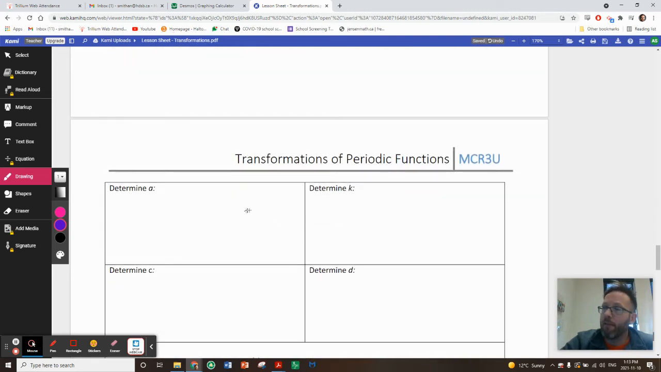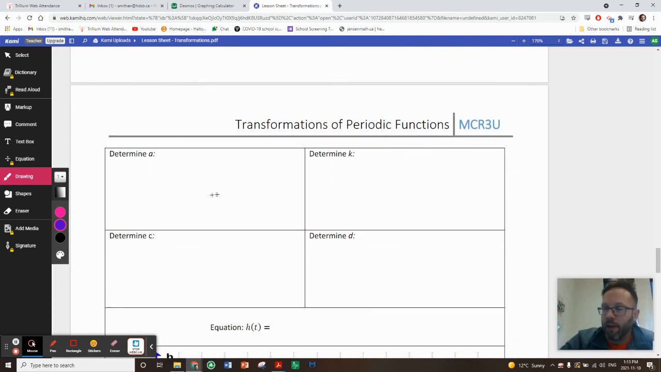So I've just got some space here. We will determine the values of A, K, C, and D. And this is kind of like the work I'd like you guys to show if I give you a scenario to model. But yeah, let's dive right in.